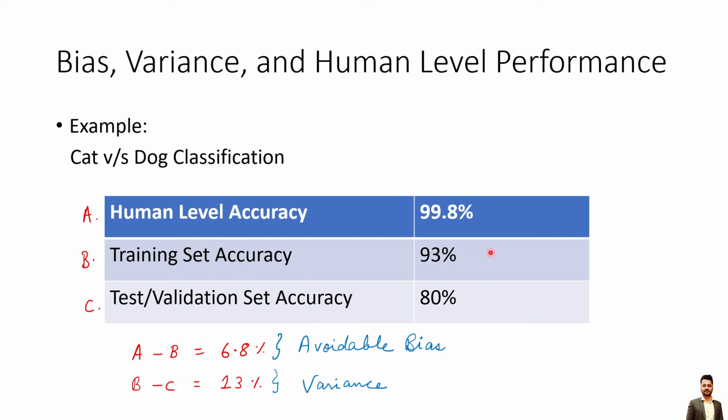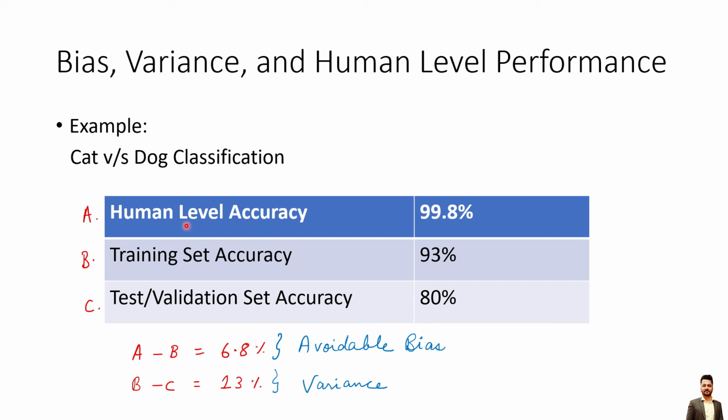I hope that you understand this decision. Train, test and validation dataset. All these three datasets will be worked upon. So your training set accuracy is 93% and the test and validation set accuracy is 80%. So on the testing dataset your accuracy is 80%, your training dataset is 93%, and the human level accuracy is 99.8%. Now if we see the difference between 99.8 and 93, the difference is 6.8 here.